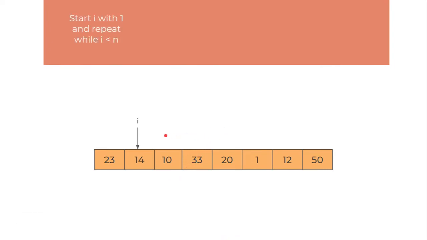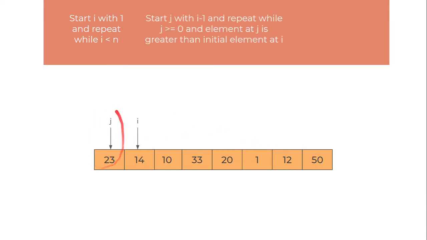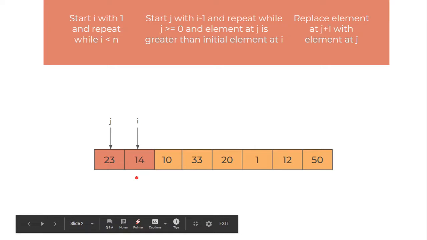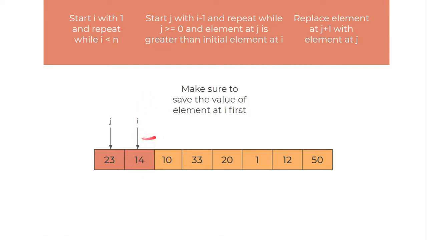We initialize a pointer i with 1, and then we repeat while i is less than n, right? And we initialize a j which is i minus 1. Okay, why we do that? We'll just see that. What we'll do is first save this initial value of i. Okay, we have to make sure that we save this initial value of i, because if we don't do that, we will lose this value. We'll see why that is, but just be sure to save this value first in a variable.